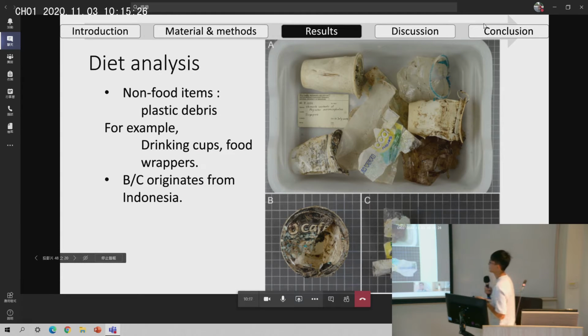They also eat non-food items like plastic debris, for example drinking cups and food wrappers. After we examined this trash, items B and C originated from Indonesia.